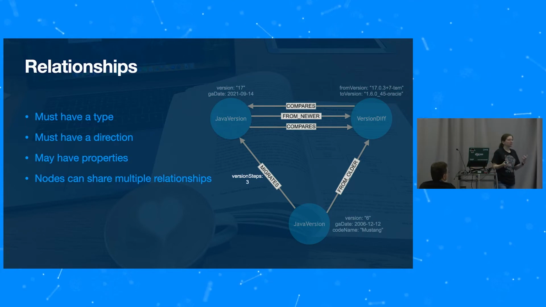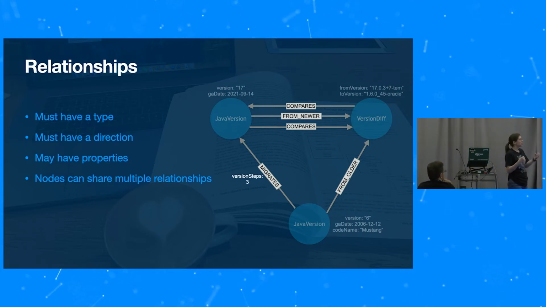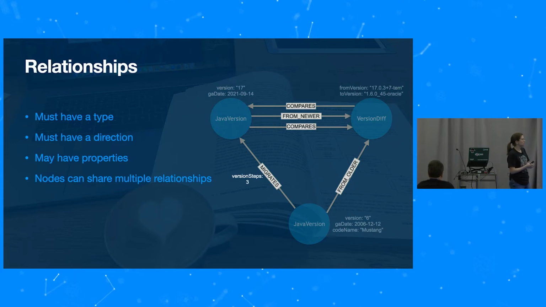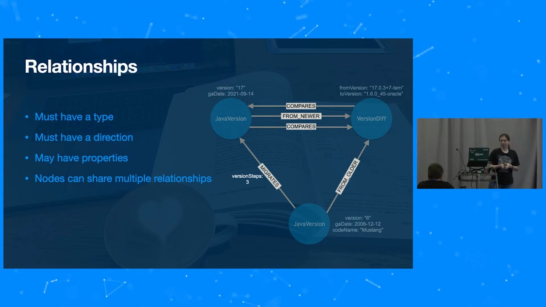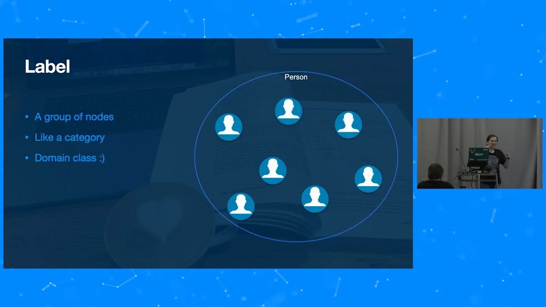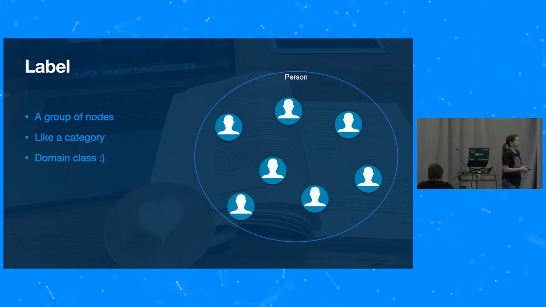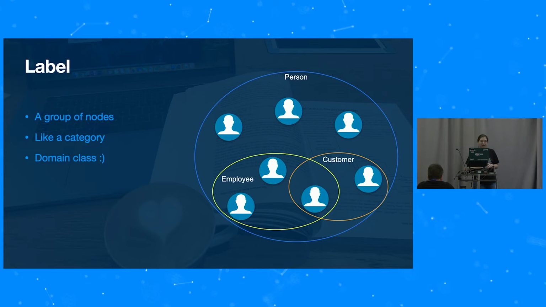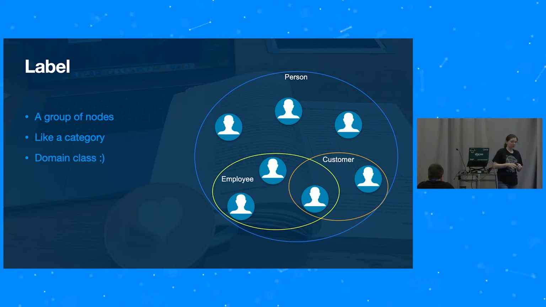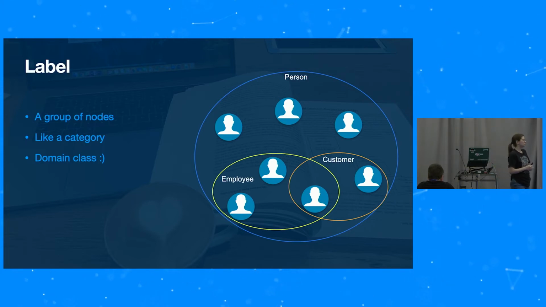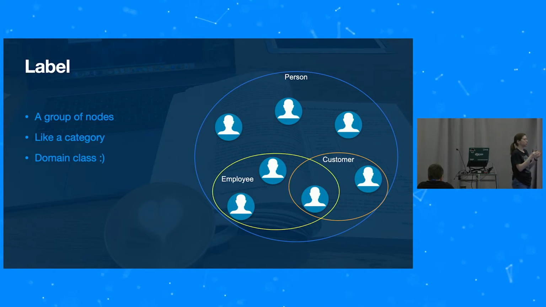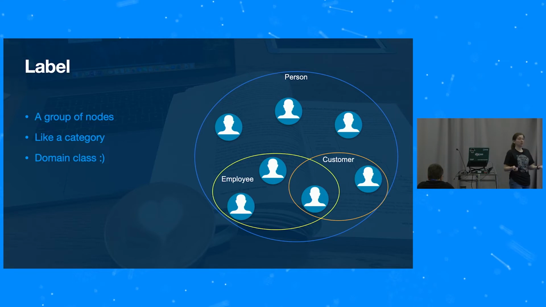So you could have different types of context there, just depending on the data model and what needs you had for your data domain. A label is kind of like a group of nodes, like a category. It's kind of like your domain class, as I mentioned in Java. Then we can also have subgroupings. Within the general label of person, we could have sublabels of employee and customer. And notice that there's one entity in the middle that actually shares all 3 labels.